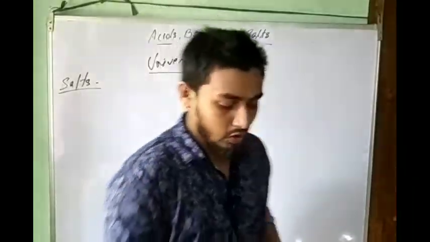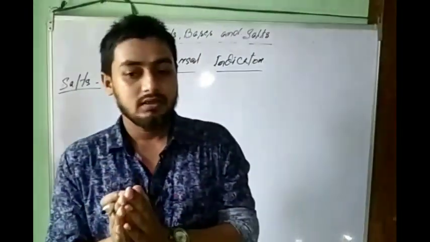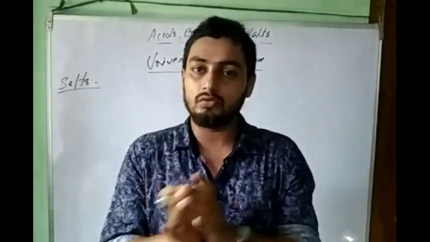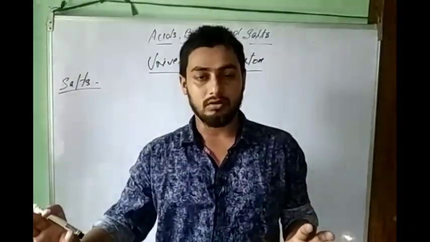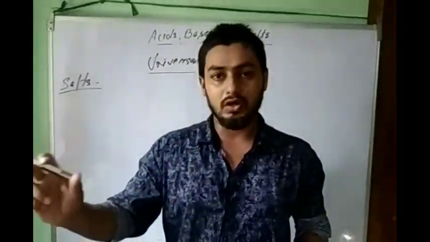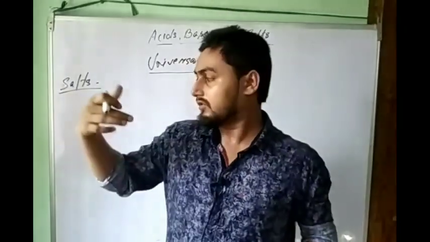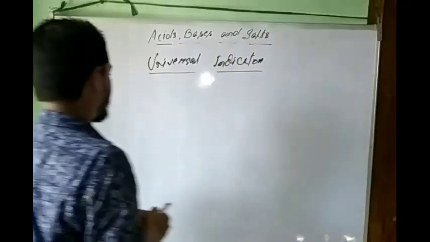When a strong acid reacts with a weak base, the resultant salt will be an acidic salt. That means the nature of the salt depends on the strength of the reacting acid or base. Now let's see with some examples.